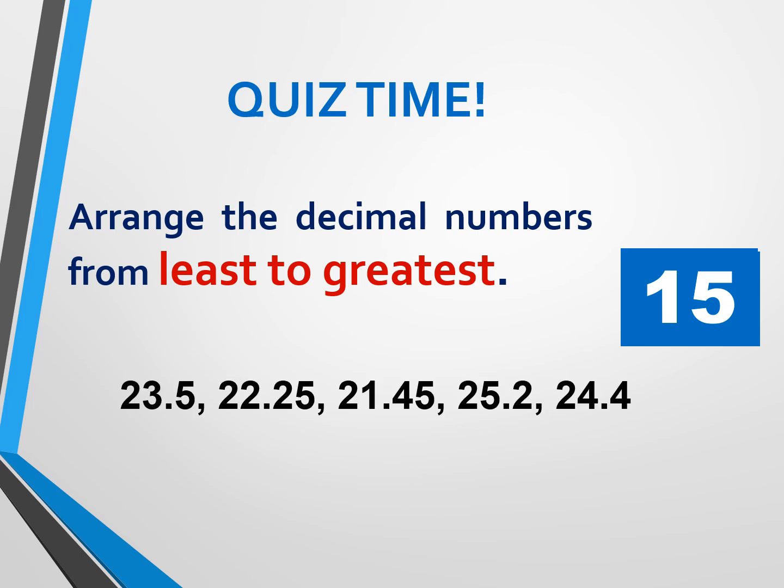Here are the numbers: 23 and 5 tenths, 22 and 25 hundredths, 21 and 45 hundredths, 25 and 2 tenths, and 24 and 4 tenths. You have 15 seconds to answer. Timer starts now.